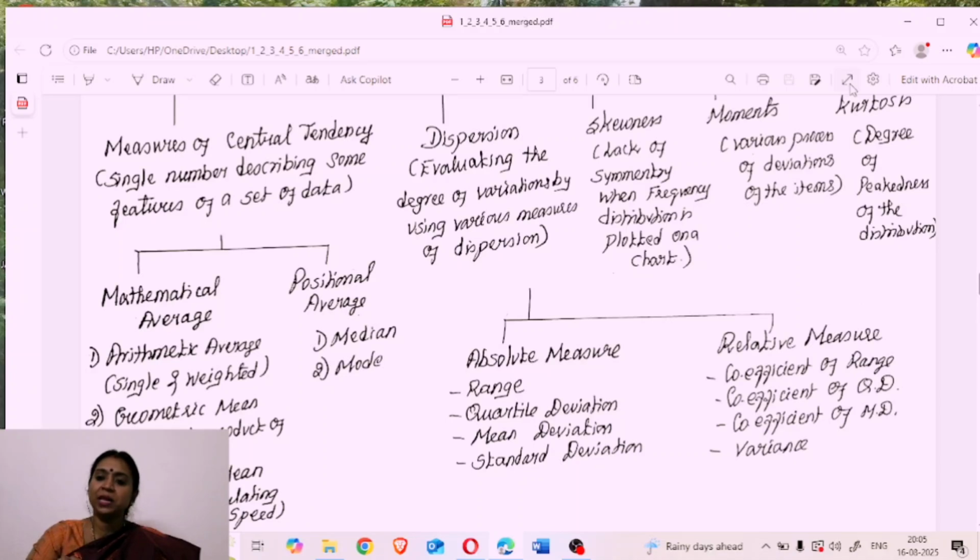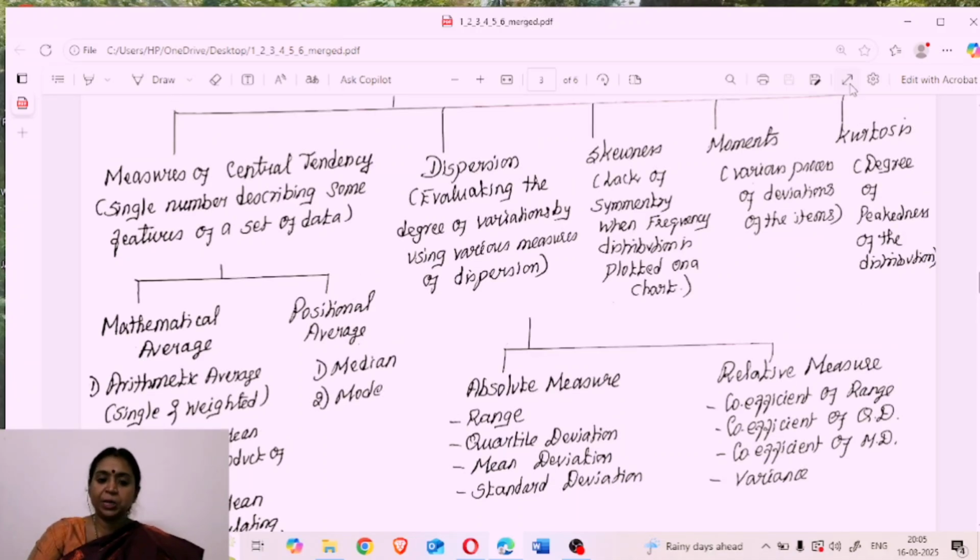Calculation. Mode means highest frequency, and dispersion means degree of variation. Here our standard deviation and all come under dispersion. It is divided into absolute measure and relative measure.